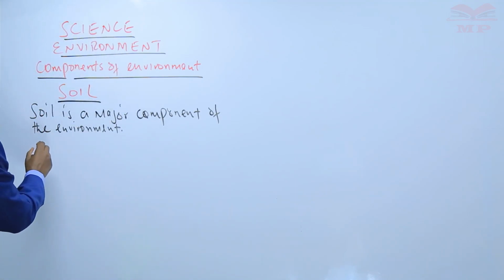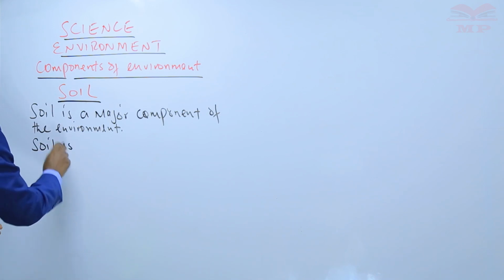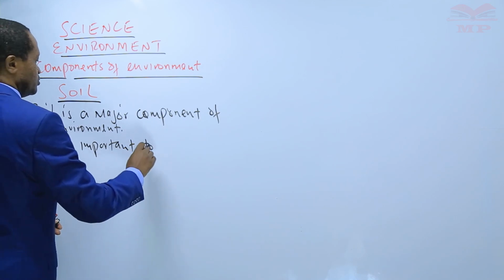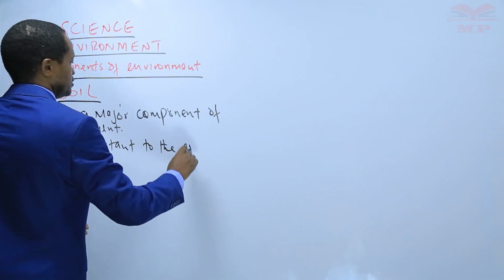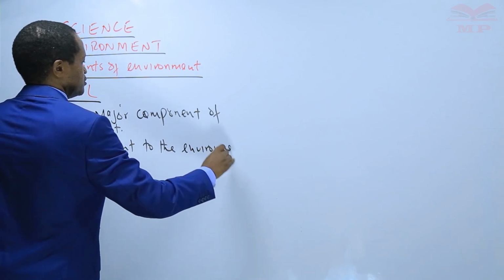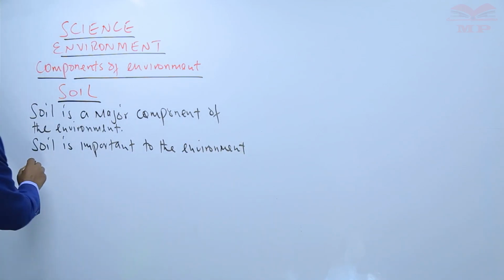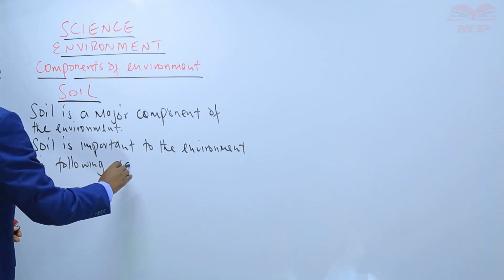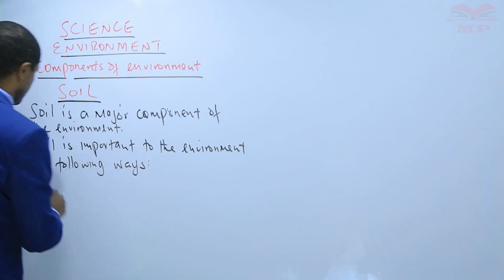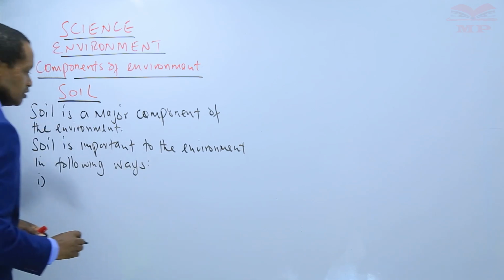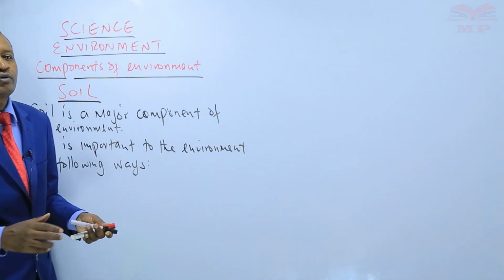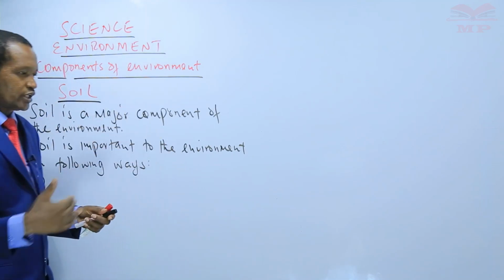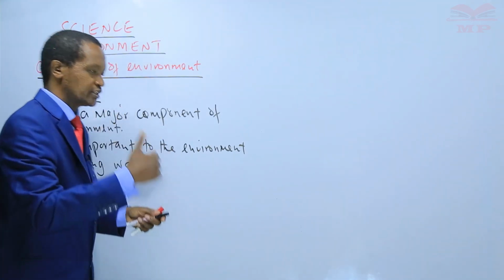So learners, soil is important to the environment in the following ways. Number one is that soil is a medium in which plants grow.